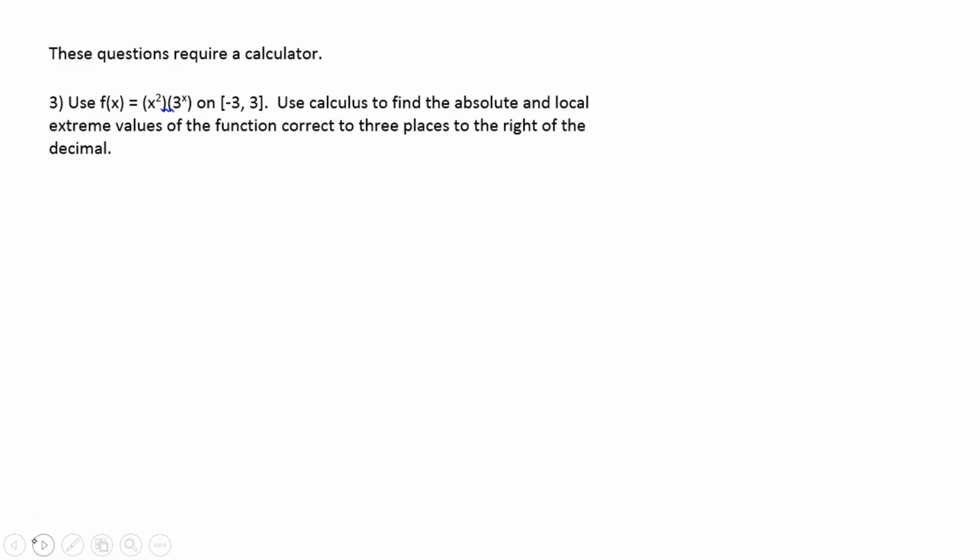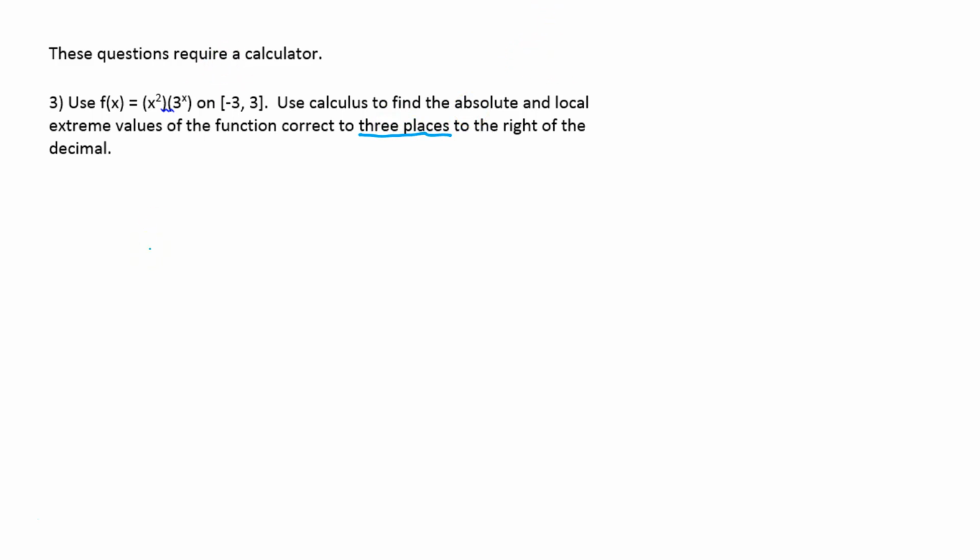These questions require a calculator. So use f of x equals x squared times 3 to the x on negative 3, 3. That's a closed interval, and this function is continuous on that interval. Use calculus to find the absolute and local extreme values of the function, correct to 3 places to the right of the decimal. 3 places, remember, is the really important number of decimal places we need for AP to be able to get correct answers.